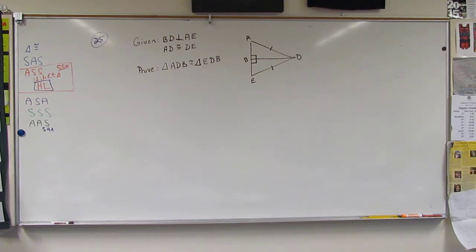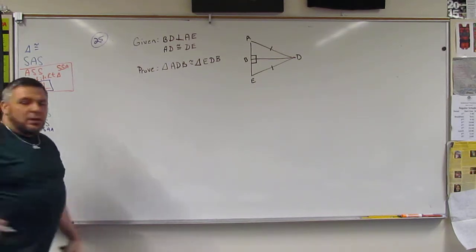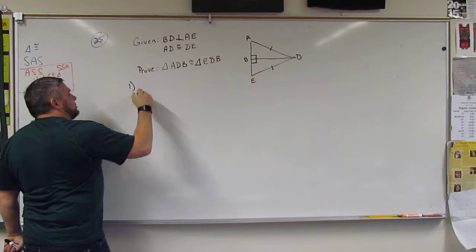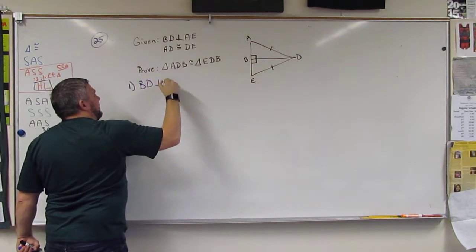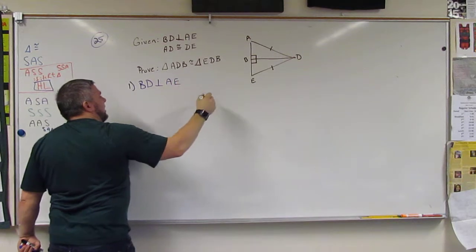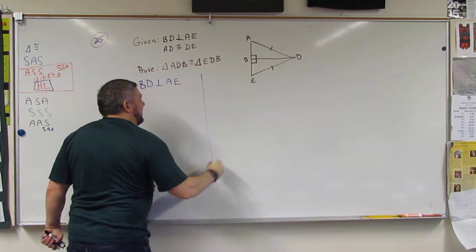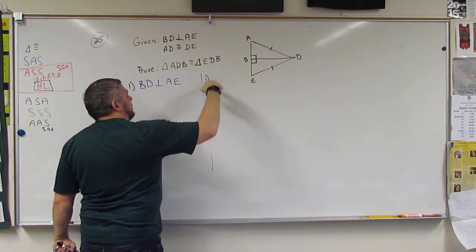And now we're going to start this two-column proof. And so we always start the two-column proof with a given. BD is perpendicular to AE, because it's given.